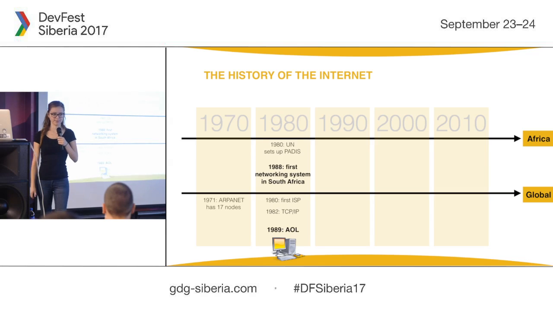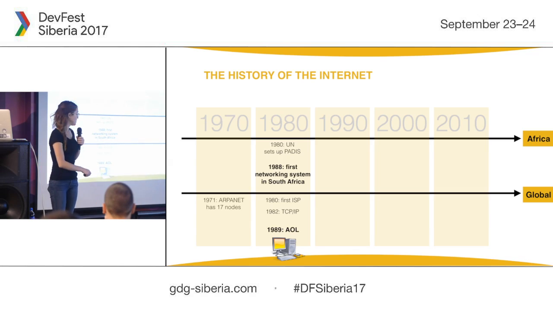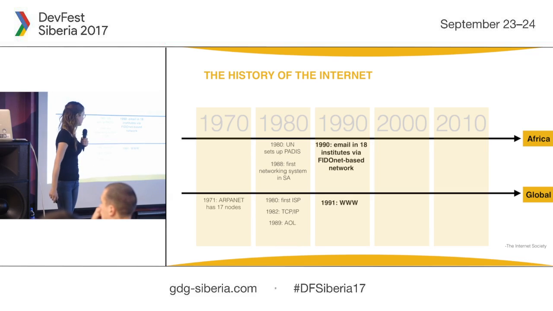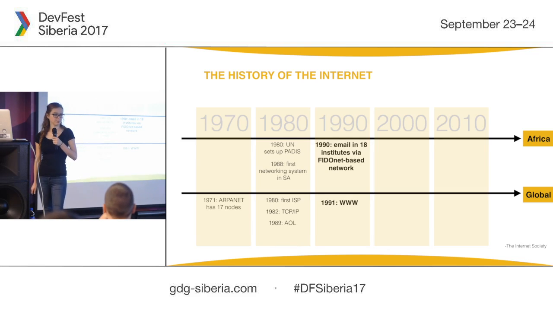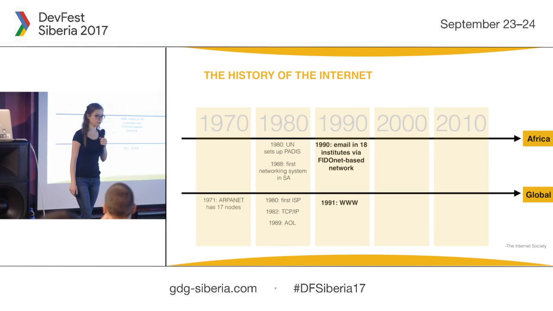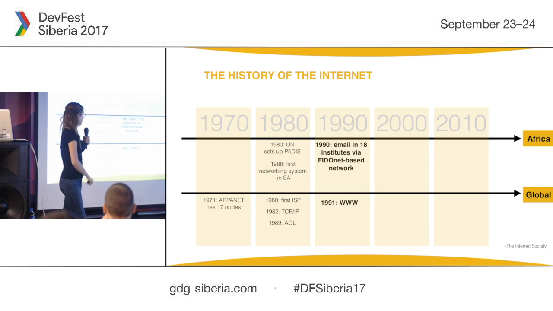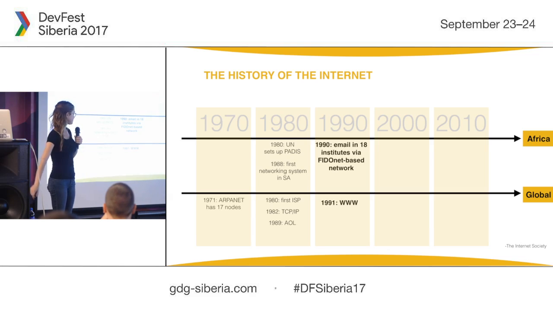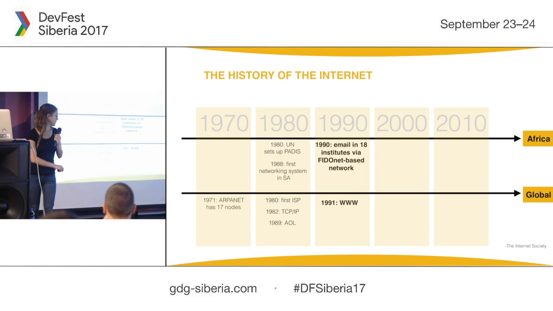Second half of the 80s. The desktop. AOL pops up, while in Africa, first networking system shows up. And the 90s, your mom starts yelling at you, get off the internet, I need to make a phone call. What happens in Africa? 18 institutes can communicate with each other. First gap already there. While globally, the World Wide Web shows up.